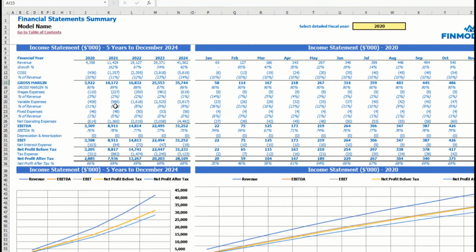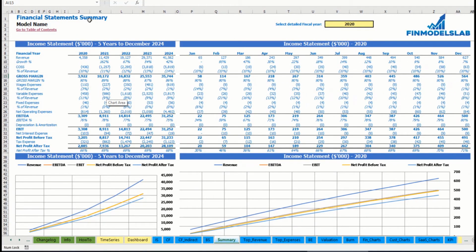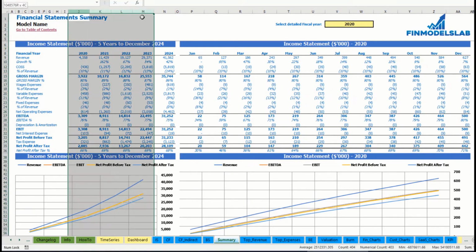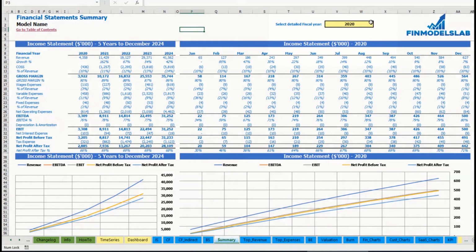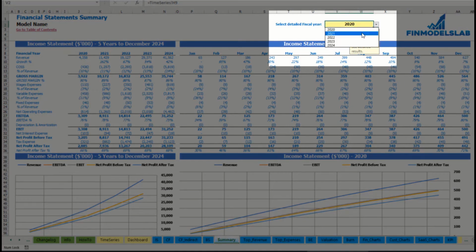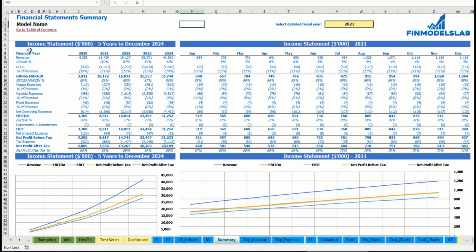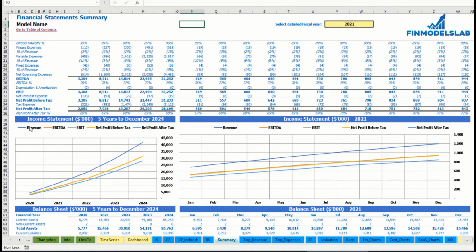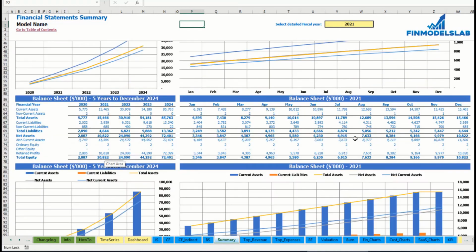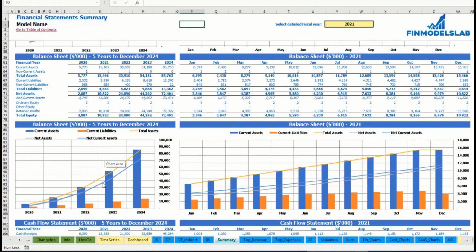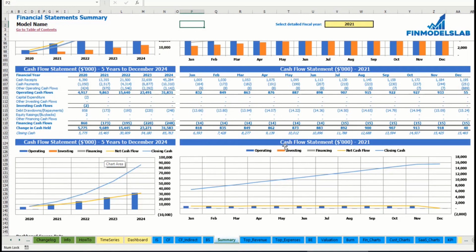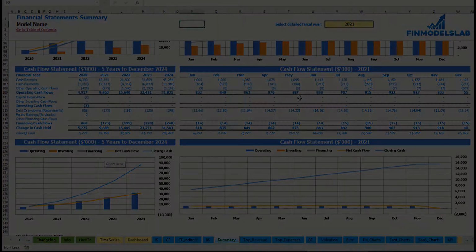The summary of these 3 statements you may see on the financial statement summary, which will show you the annual numbers for income statement, cash flow, and balance sheet. And using this selector, you may select a specific year to see this year by months. So on the top you have the main income statement line items and the charts, which will show you this information by years and by months. Then the balance sheet KPIs and charts, and the cash flow statement, charts, and the absolute values.